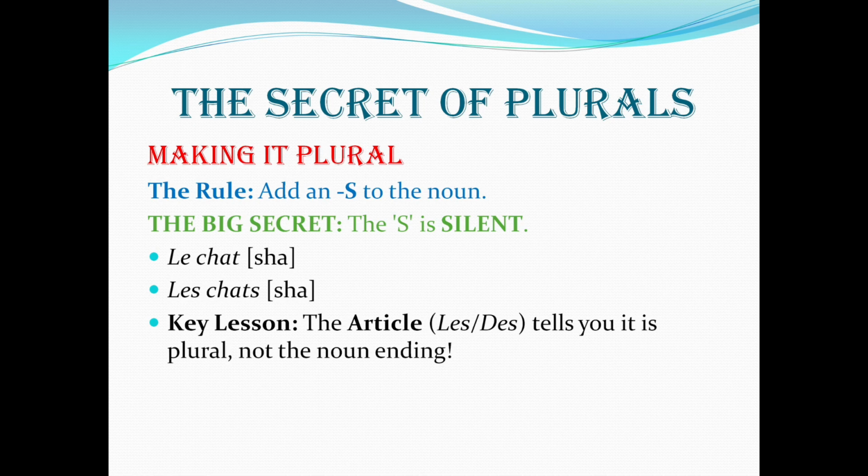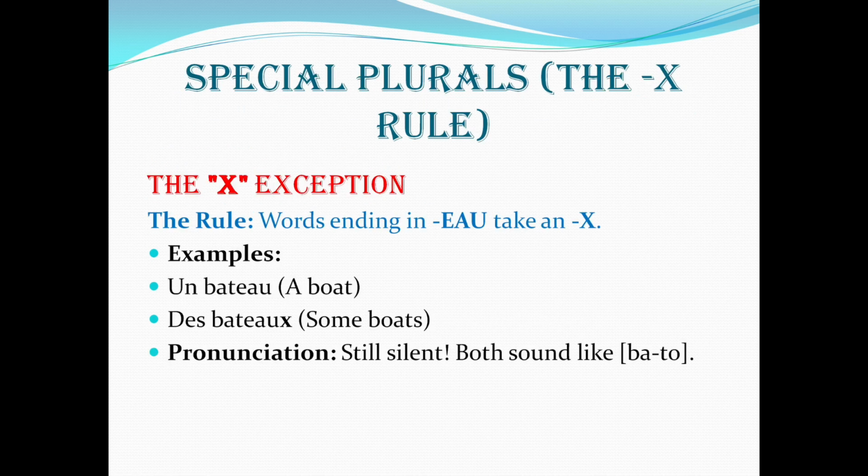And for my advanced learners out there, look at this. Some words end in eau, like bateau, which means boat. For these, we have to add an x instead of an s. But guess what? It's still silent. Bateau, so its plural is bateaux. The pronunciation of both is the same. The first one is pronounced bateau, and the second one is also pronounced bateau. So no difference at all.